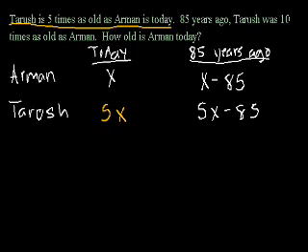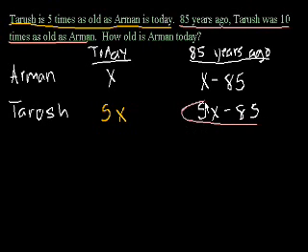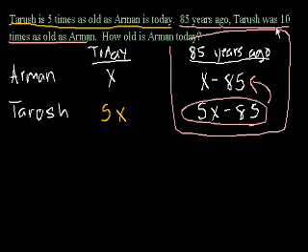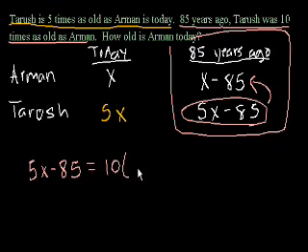And now we have this extra piece of information which tells us that 85 years ago, Tarush was 10 times as old as Armand. So this number is going to be 10 times more than this number. That's what that sentence tells us. 85 years ago, we're in this situation. Tarush, which is this, was 10 times older than Armand. So we just write that out algebraically. 85 years ago, Tarush is 5x minus 85. And the sentence tells us that he was 10 times older than Armand, who was x minus 85.